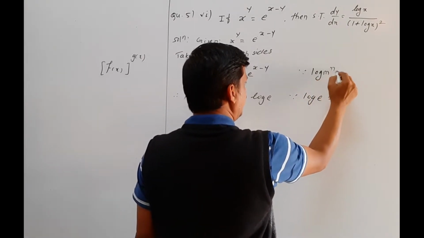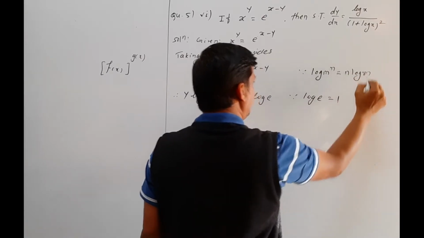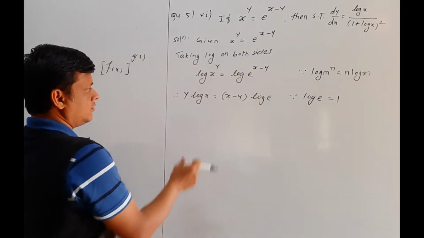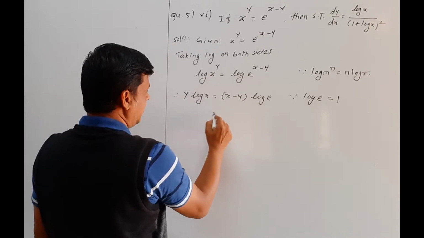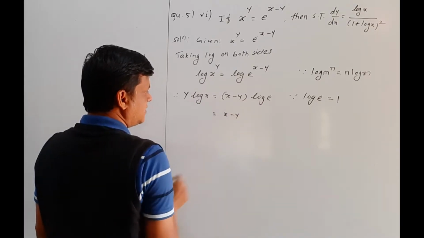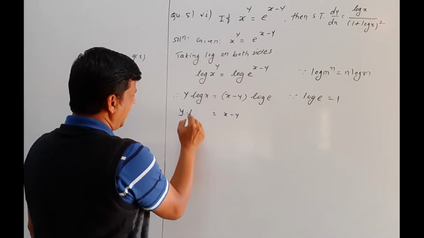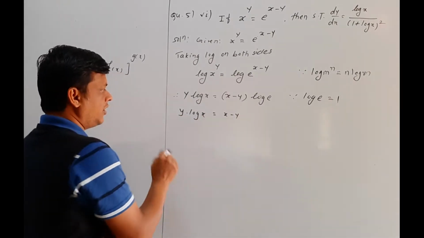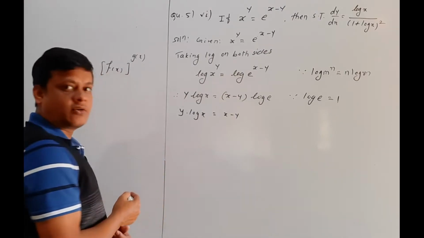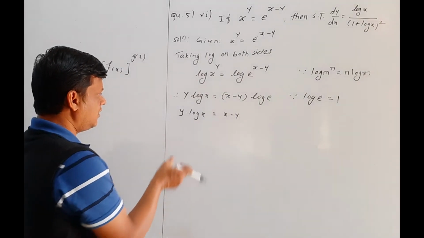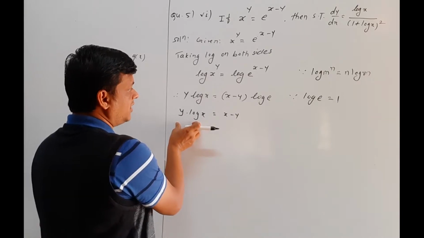Log m raised to the power n can be written as n log m. So log e we write 1. So write in RHS (x minus y) into 1. So we write here y log x is equal to x minus y. Now differentiate both sides with respect to x. So here we have to apply product rule for this.